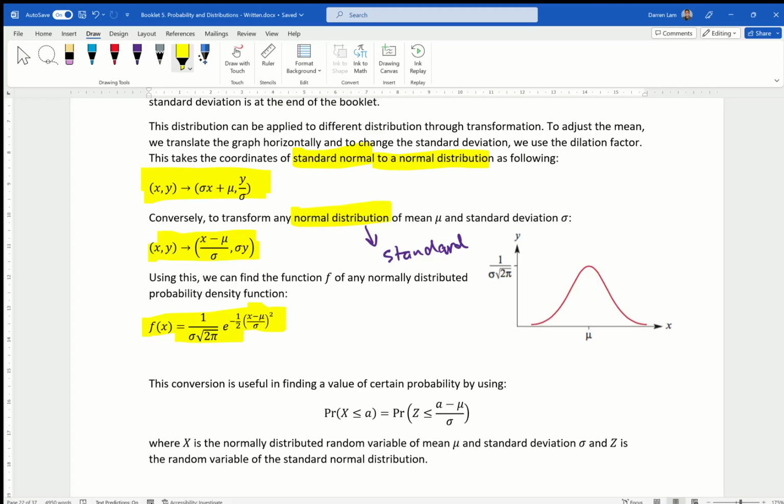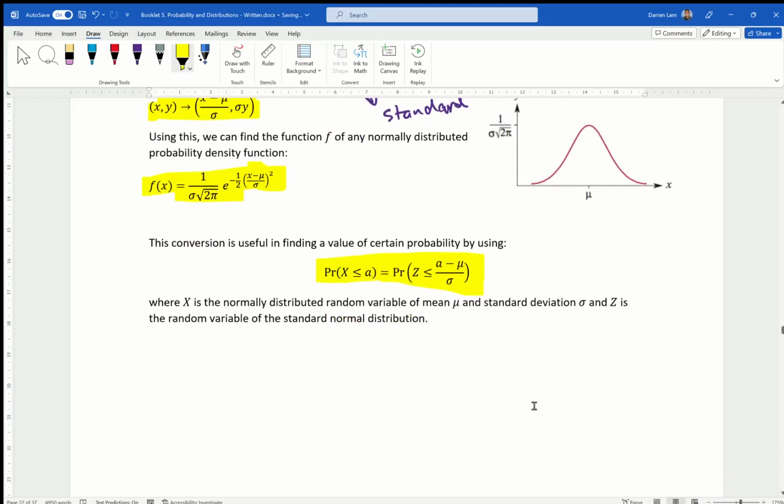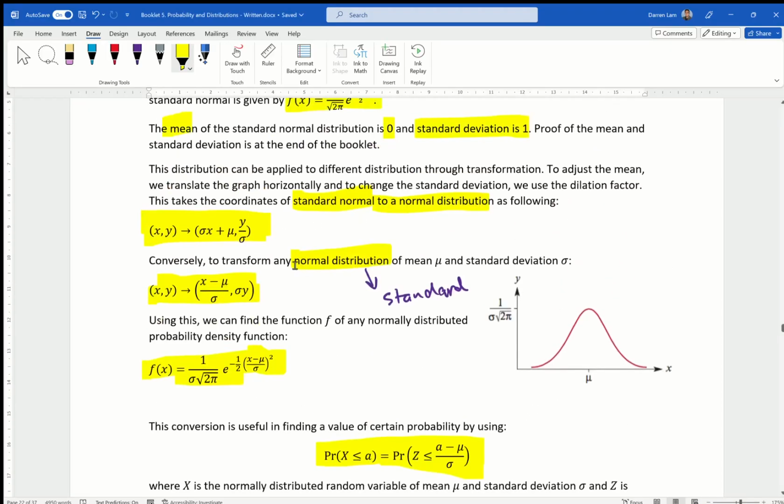Last formula on this page I'm going to be focusing on is this one here. This is a conversion. For example, if I want to find a certain probability of x being a certain value, this is where it comes in, right? Where x is a normally distributed random variable of mean mu and standard deviation of sigma. We're going to use this formula later on, so I'm not going to stress too much about that, but I'd like you to just focus on this component for now. To get from a standard normal to a normal distribution, we use the first formula. To get from a normal distribution to a standard, we use the second formula. Let's apply that knowledge here.